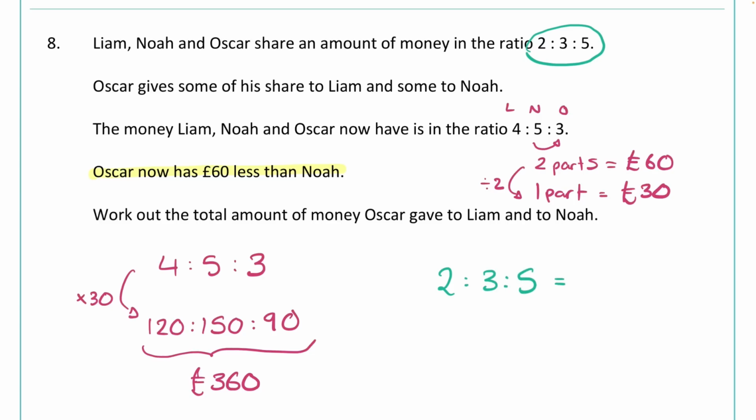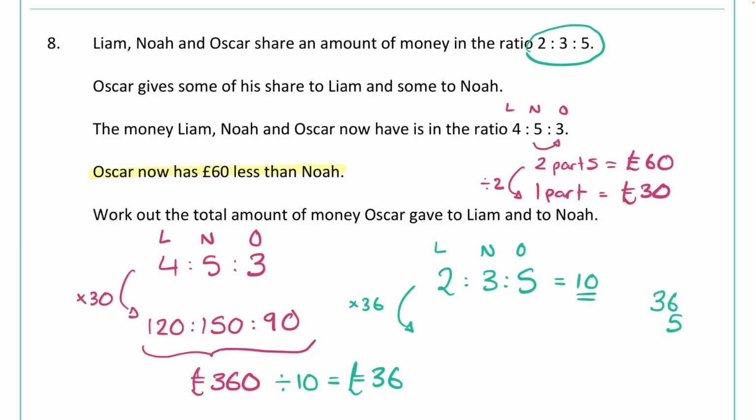Now in total there are 10 parts. So if we do 360 divided by 10, that tells us originally each part was £36. We can now times all of these by 36. We don't necessarily need to times them all, because we are just concerned with Oscar's really. So if we label up these numbers L, N and O, the original Liam, Noah and Oscar, we really only need to look at that one at the end. So 5 times 36 is the key thing that we need to work out.